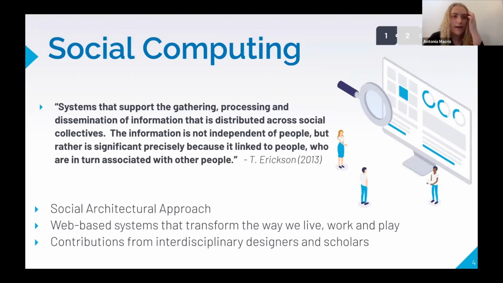In a quote by Erickson, the concept of social computing is defined as systems that support the gathering, processing, and dissemination of information that is distributed across social collectives. So the information is not independent of people, but rather is significant precisely because it is linked to people, who are in turn associated with other people. As the definition exhibits, social computing systems are considered platforms for social interactions.